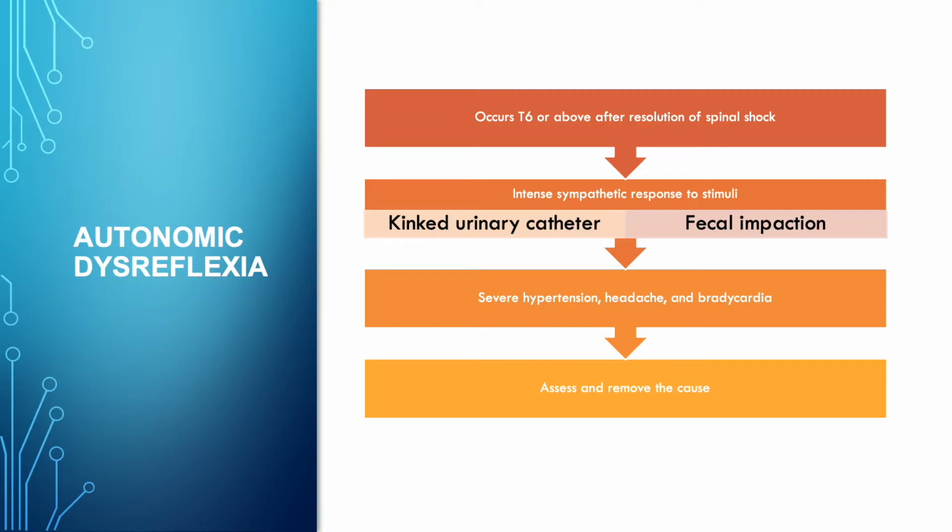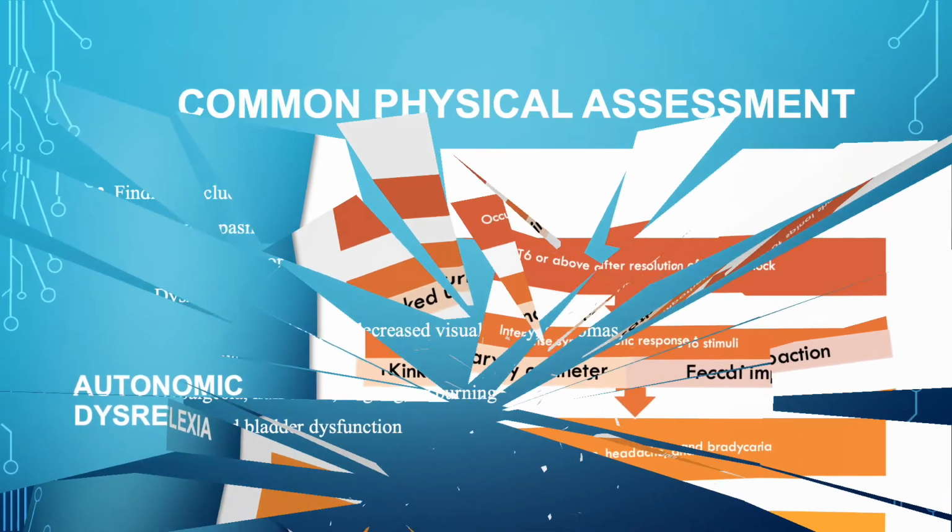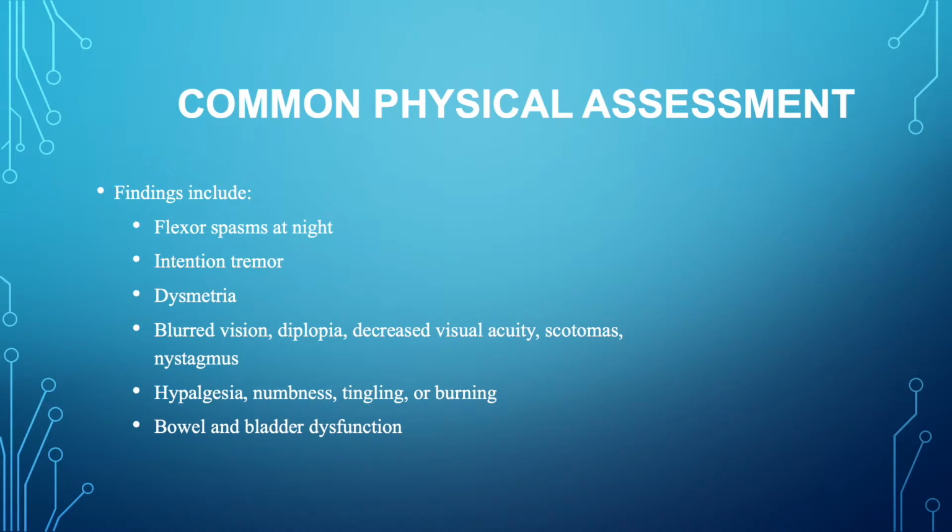So, typical physical assessment findings for the person with spinal cord problems include flexor spasms at night, an intention tremor, dysmetria, blurred vision, diplopia, decreased visual acuity, scotomas, and nystagmus. Hypalgia, numbness, tingling or burning, and bowel or bladder dysfunctions can all be symptoms associated with the different spinal cord injuries.